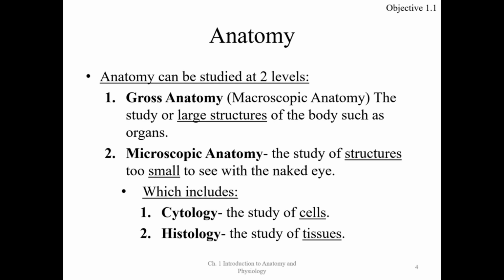Microscopic would be looking at the microscopic level of these things. Like if I took a piece of the intestines out, sliced it super thin, put it on a microscope slide and looked at it under a microscope like what we're doing in lab right now, that is microscopic anatomy, okay? So microscopic anatomy is study of small things. Now, this can be cytology or this could be histology.